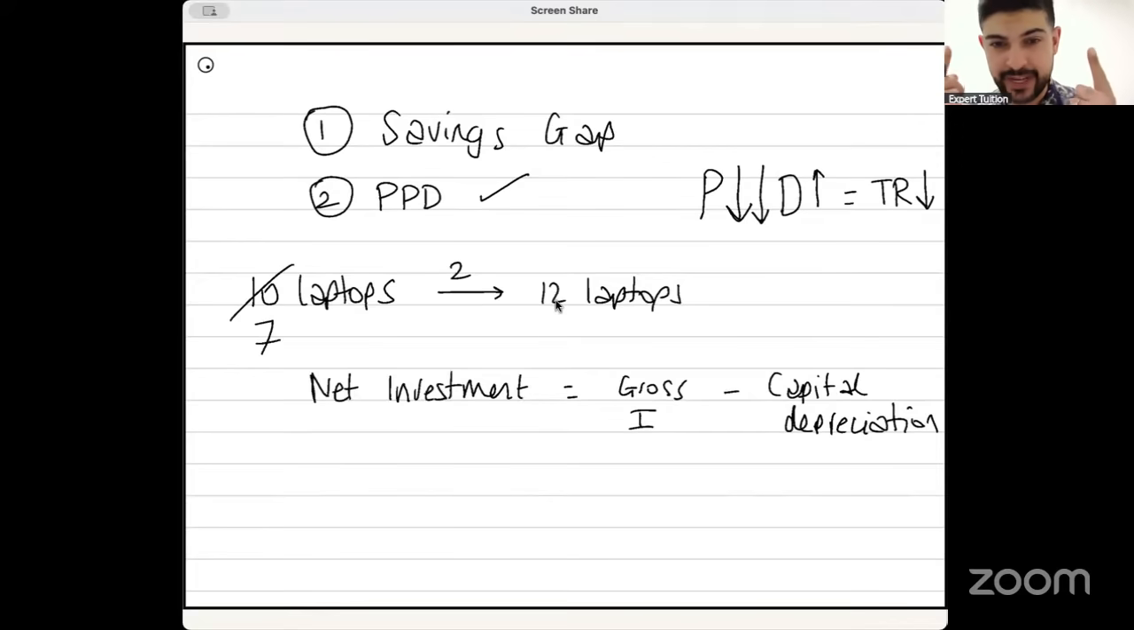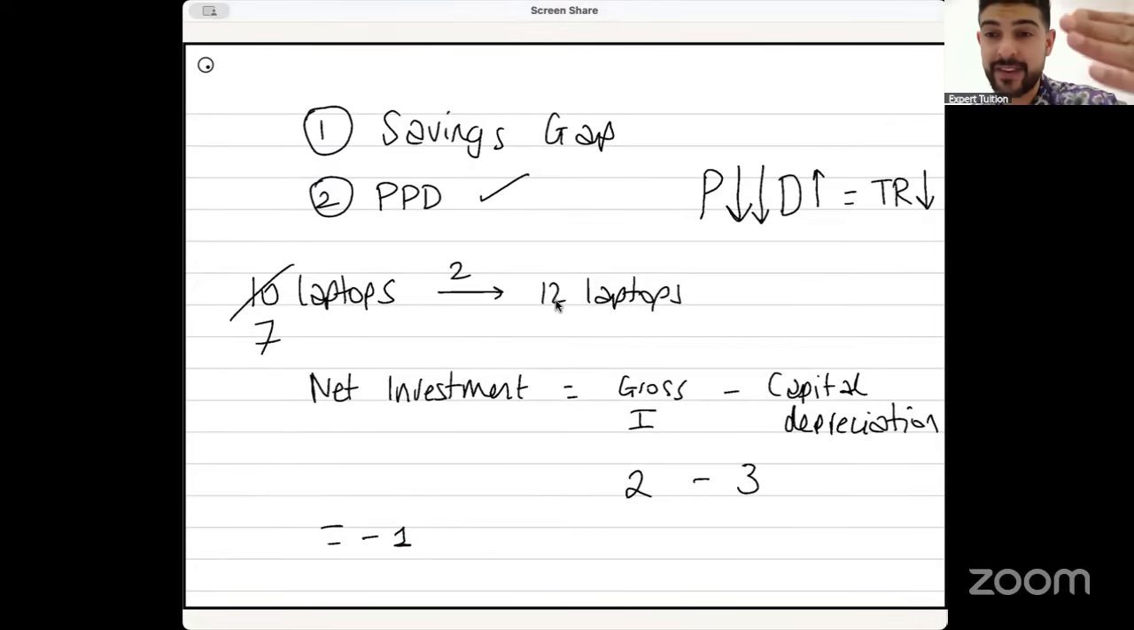What is our net investment? Well, think about it. Two was how much gross investment was, minus three laptops that died. They stopped working. Two minus three is obviously minus one. In other words, net investment is negative. And that is such a clever way of saying that even when they invest, they might be investing at a rate that's slower than how much the capital stock is depreciating by.